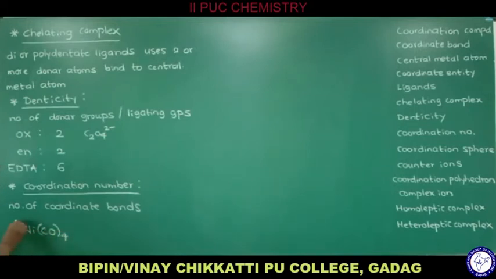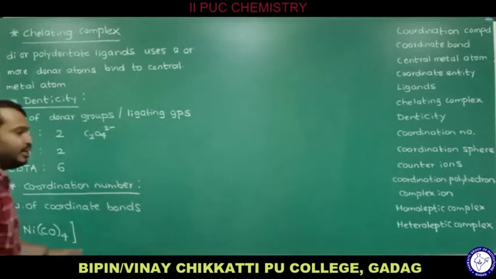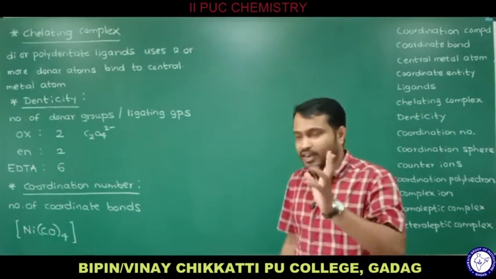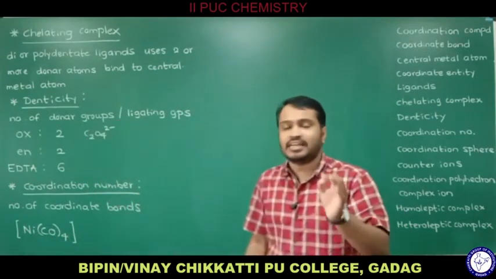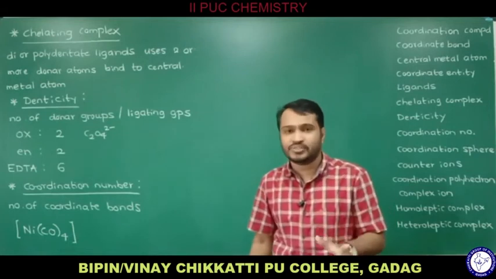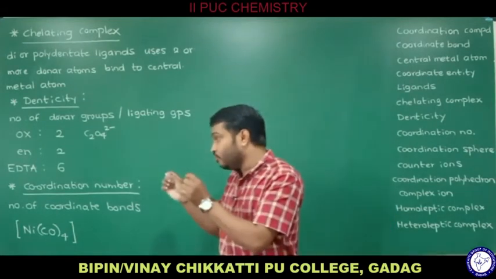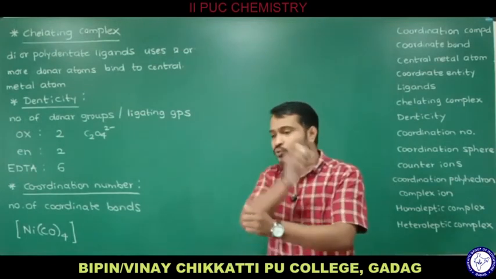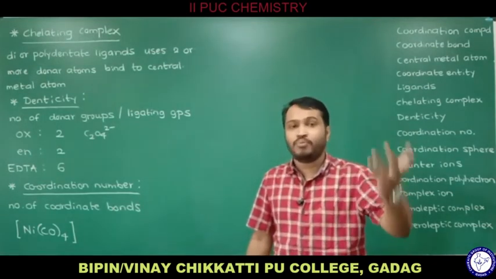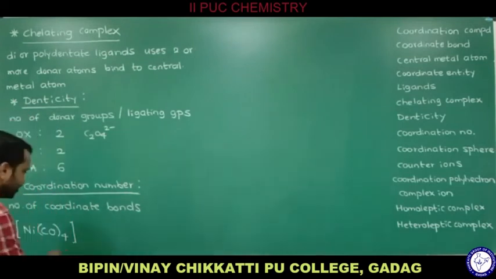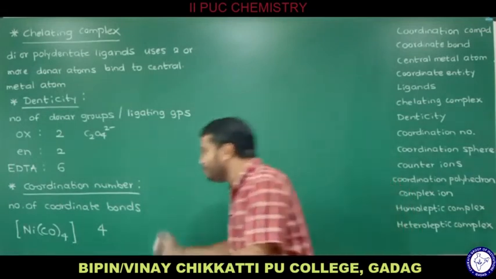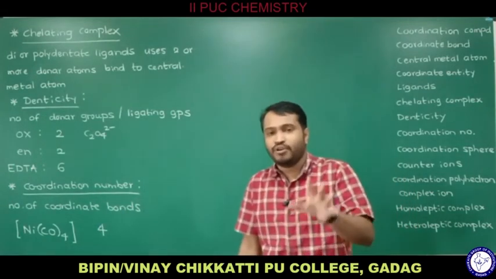One example I write for a coordination compound: Ni(CO)4. I hope you can guess, if you have the knowledge of a central metal and a ligand. Nickel is the central metal atom, CO, carbonyl, is the ligand. How many ligands do we have? Four. Just imagine, we have Ni, the central metal atom, surrounded by four carbonyls, which act as ligands. How many coordinate bonds are possible here? Four coordinate bonds. Therefore, the coordination number of this compound is four.